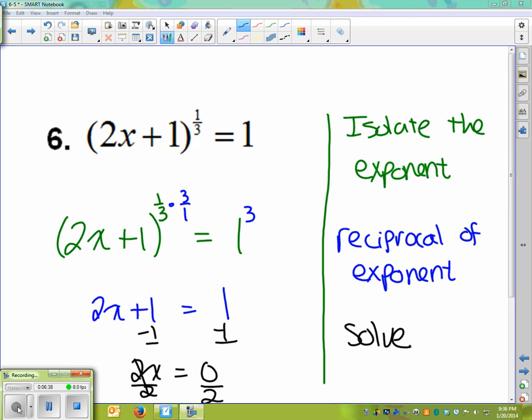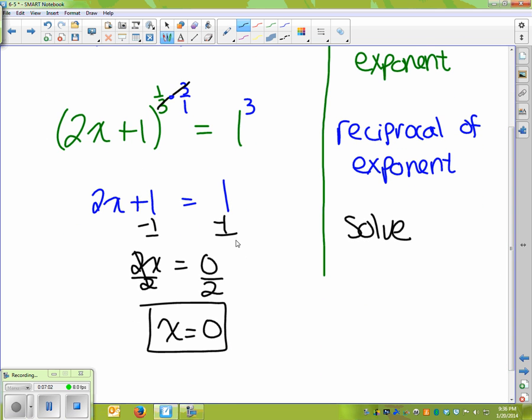This is my work to number 6. I isolated the exponent, which is already isolated, so I skipped to step 2. I took the reciprocal of the exponent. From 1/3, I did 3/1. The 3's canceled, leaving me with just 2x plus 1, and 1 cubed is 1. And then I solved. Subtracted 1 from both sides, divided by 2, and my answer was x equals 0. And this concludes the first portion of lesson 6.5.